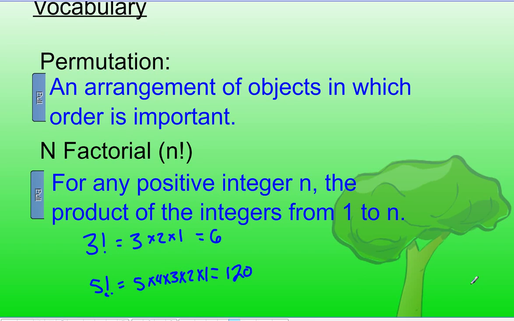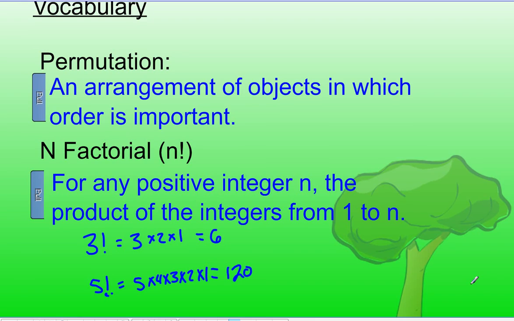A permutation says it's an arrangement in which the order is important, meaning you're making an ordered list, or you're picking something for first, something for second, something for third. An example is, how many ways can you get a first, second, and third place from 50 runners? Well, it matters who comes in first, who comes in second, and who comes in third.